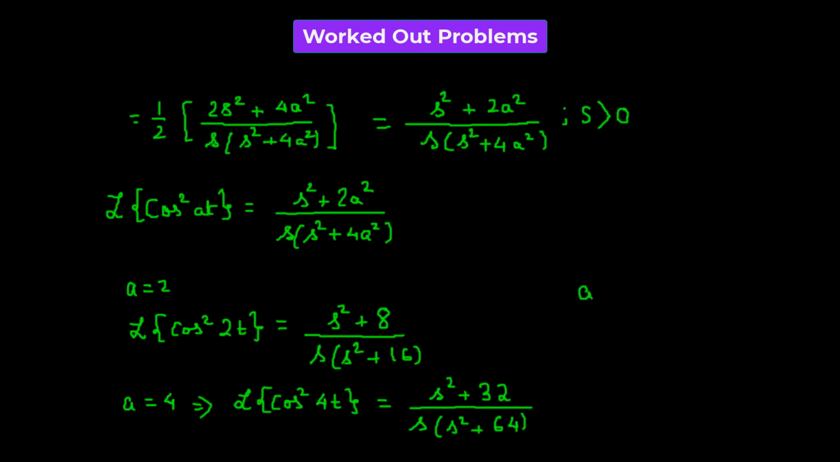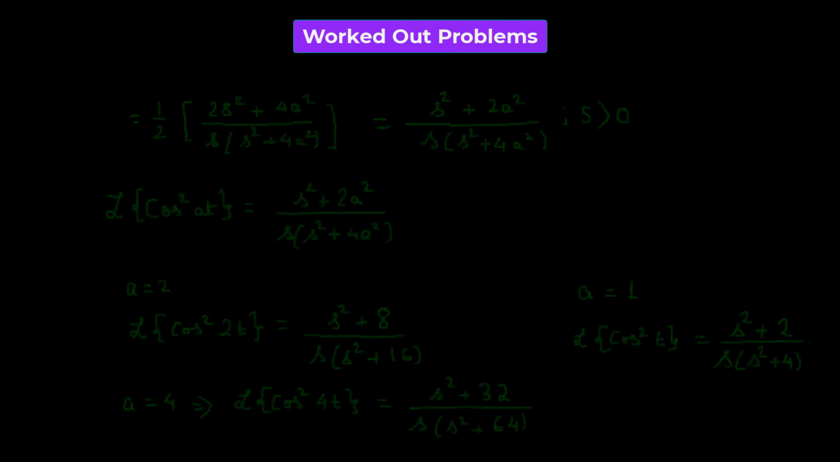Similarly, we can check for a equal to 1, so that will be Laplace transform of cosine squared t, and this we have already done in the previous problem. So we can verify that this value will be s squared plus 2 times 1 squared, so that will be simply 2. So s squared plus 2 divided by s times s squared plus 4 times 1 squared, so that's simply 4. So this is how we find the Laplace transform of cosine squared at. Let's move on to the next question.